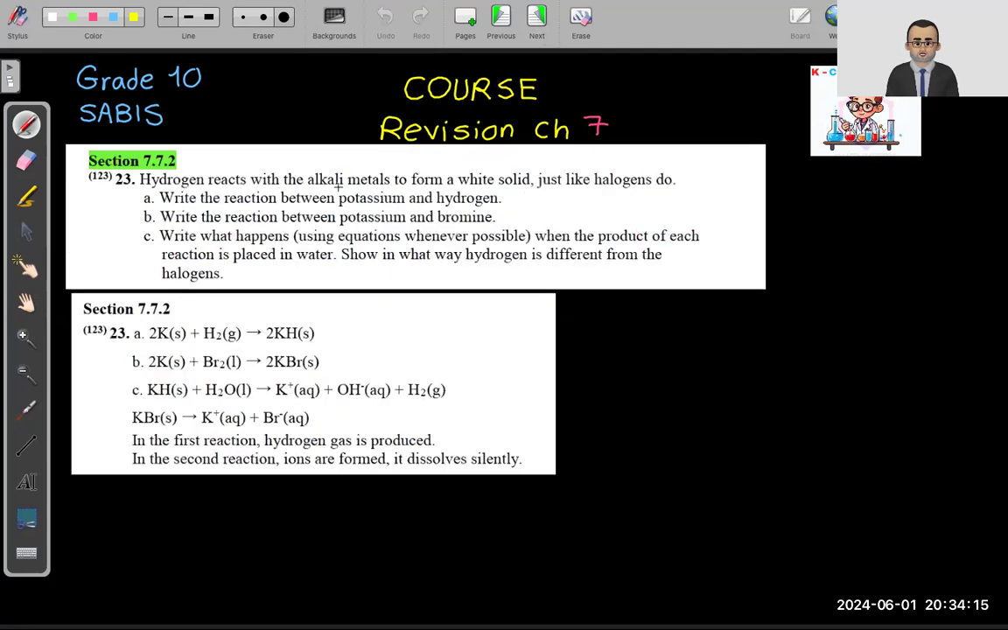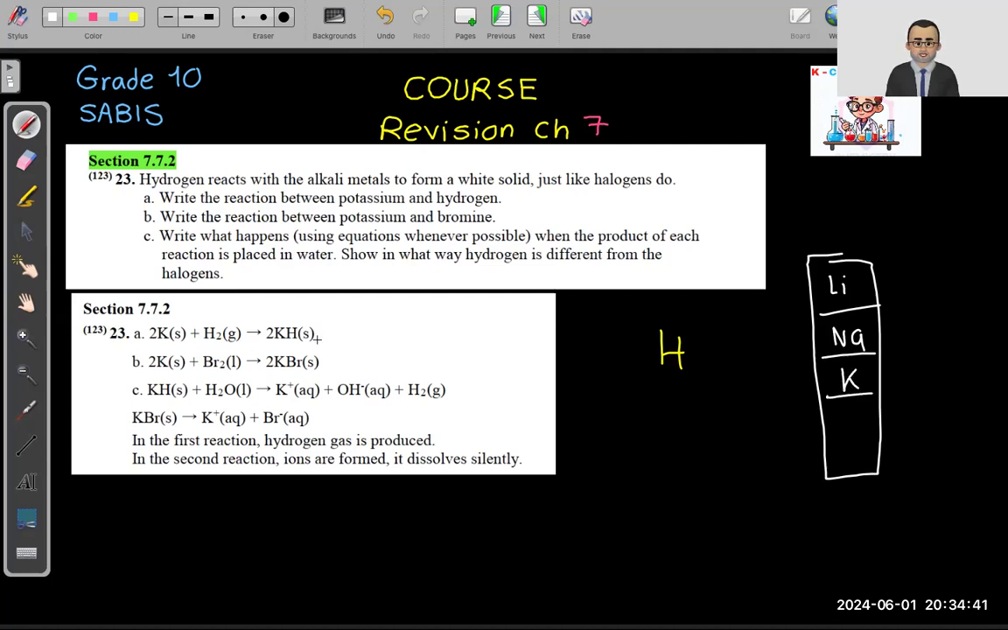So the hydrogen reacts with the alkali metals. This section is specifically talking about hydrogen. It reacts with alkali metals to form a white solid, just like halogens do. So if you react hydrogen with any of the elements from group 1, what happens? We know that group 1 elements, called alkali metals, Li, Na, potassium, any of them reacts with hydrogen and forms a solid. They form a white solid. So these all are white solids.